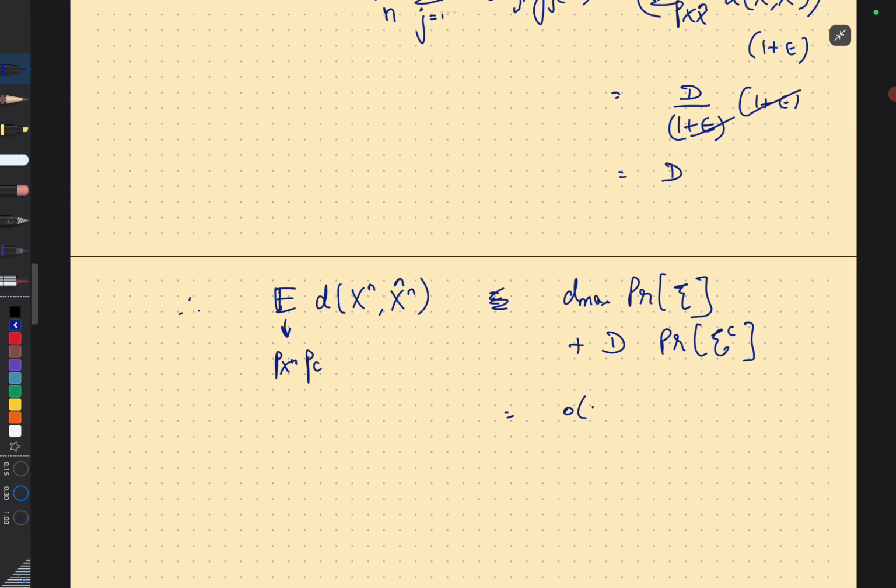Any questions? How is P c different from P x hat? I mean, P c is basically, so C is a sequence of 2 to the nR code words, right? Each of which is generated according to P x hat. Any other questions?